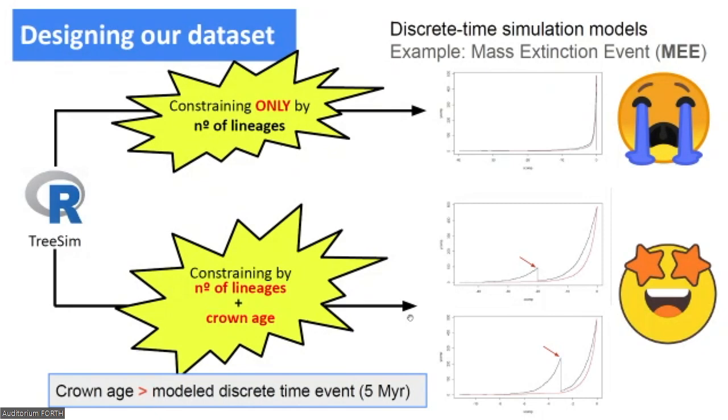So, for example, this was supposed to be a mass extinction, but as we can see here, there is no mass extinction event. So we needed to fix that, and in order to do that, we also constrained it by the crown age. We told the algorithm to only accept those trees in which the crown age was 5 million years older than the model's discrete time event. Applying this dynamic filter, we were able to simulate the models that we wanted.